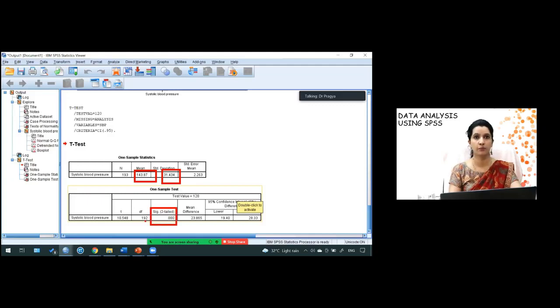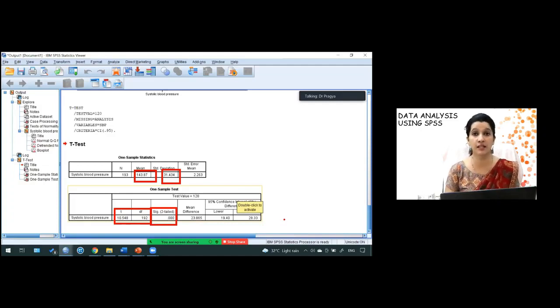You have to report this. You have to report the value of t and the degrees of freedom, and then you have to report the mean difference. The mean difference from the hypothesized or known value was 23, and it was significant because the confidence interval is from 19.40 to 28.33. Since we are testing the difference, the value of 0 should not come in between.